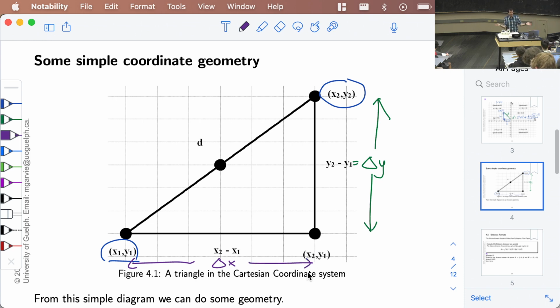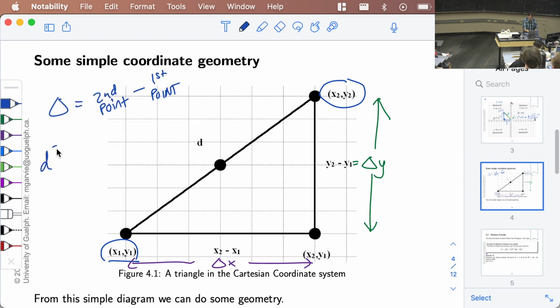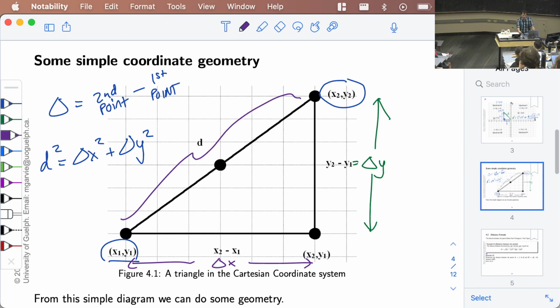So you have an amount of x change and an amount of y change. We always do the second one minus the first one. So delta equals second point minus the first point. That's why we have x2 minus x1. In this situation, x2 minus x1 is a positive number, and y2 minus y1 is a positive number. They're both positive. And from this picture, you can see that d squared is related to delta x squared and delta y squared by Pythagoras. So d squared equals delta x squared plus delta y squared. That is Pythagoras for this big hypotenuse, and that is the next formula.